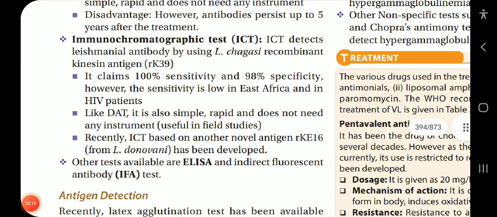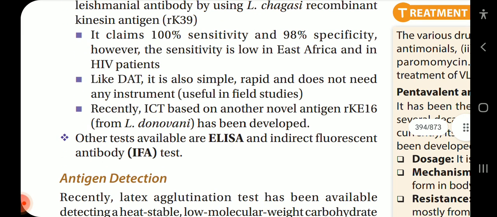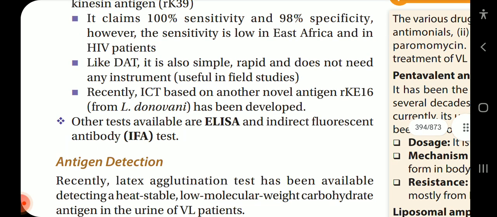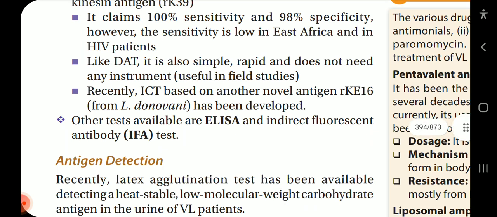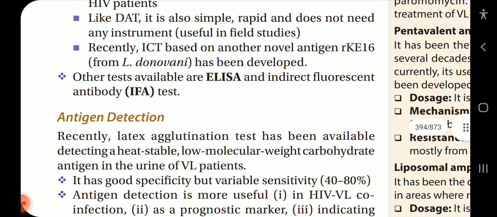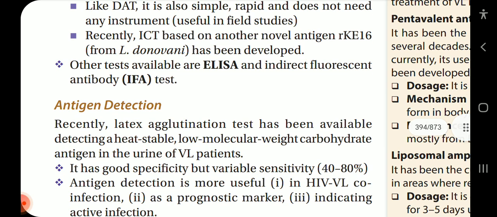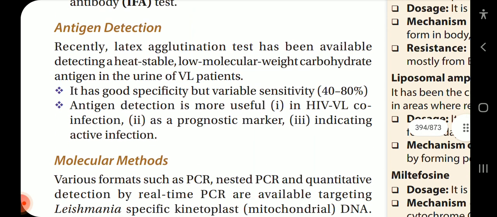Immunochromatographic test, ICT. It detects leishmanial antibody by using the L. chagasi recombinant kinesin antigen rK39. It claims 100% sensitivity and 98% specificity. However, the sensitivity is low in East Africa and in HIV patients. Like DAT, it is also simple, rapid, and does not need any instrument, useful in field studies. Recently, ICT based on another novel antigen, rKE16, from Leishmania donovani has been developed. Other tests available are ELISA and indirect fluorescent antibody IFA test.